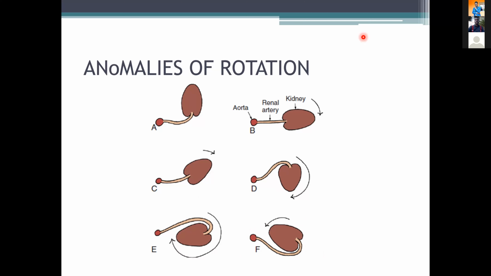So these are the different forms of the malrotation. And what is important is for you to know that initially the pelvis is facing anterior, and there is a rotation, that rotation, to make sure that the final position of the pelvis is medial.